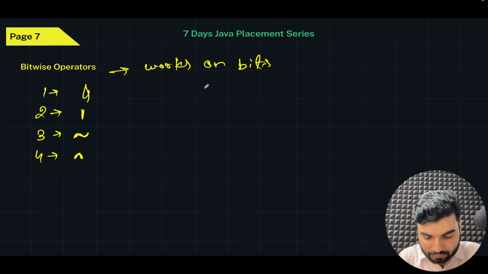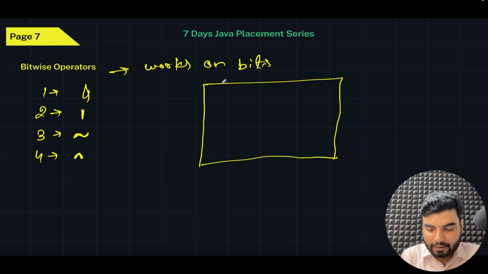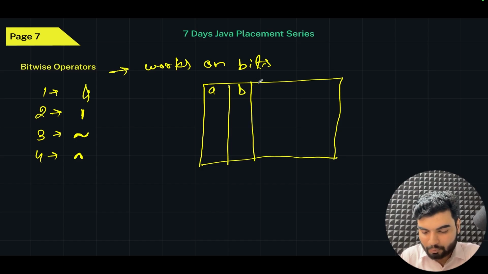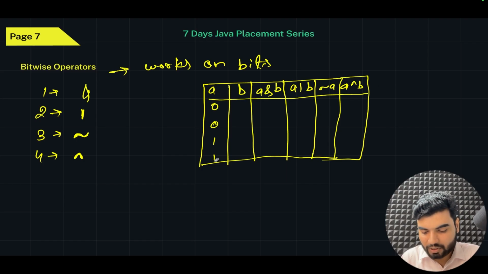Here somewhere I'll design a table, and I hope that is visible to everybody. I'll put A, B, A and B, A or B, not A, and A XOR B. So now let's say I have 0, 0, 1, 1 and 1, 0, 1, 0.